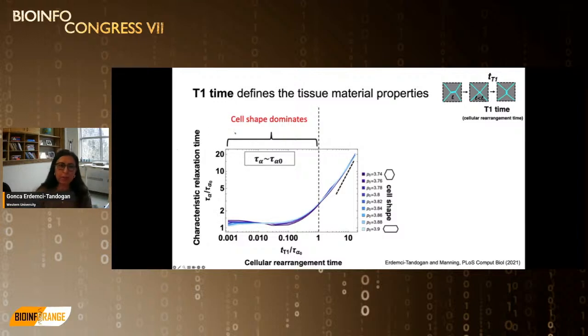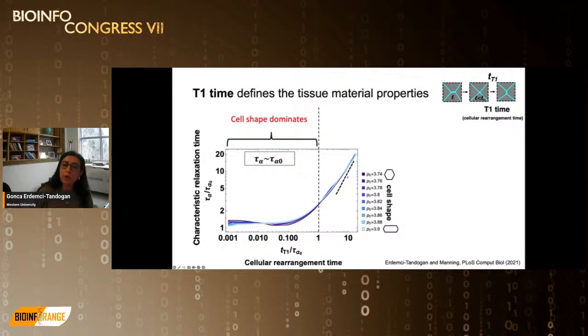The tissue material properties are defined by the cell shape. If the rearrangement time is low, it's a short time, it doesn't matter, even if there's a delay in the rearrangement time, cell shape is still the main factor that defines the tissue material properties. However, in the second region, the characteristic relaxation time increases significantly with rearrangement time delay.